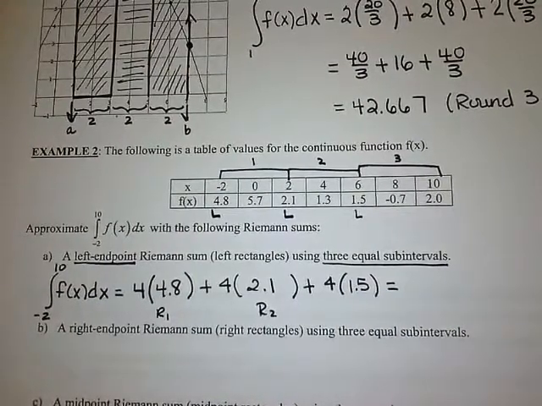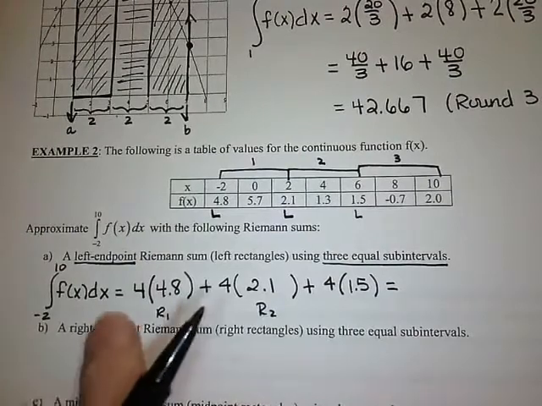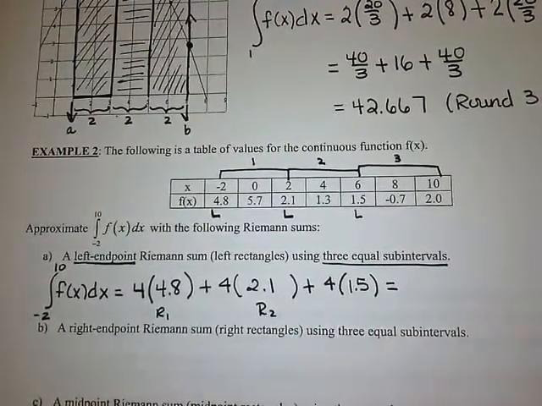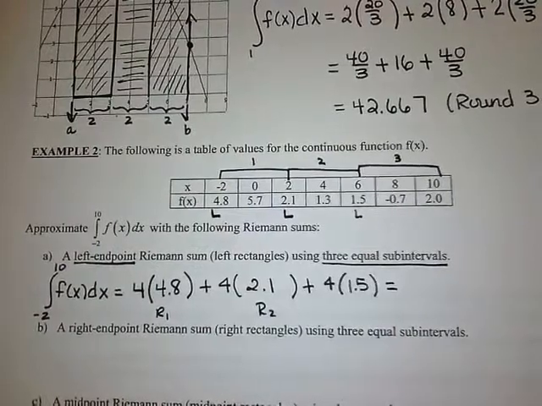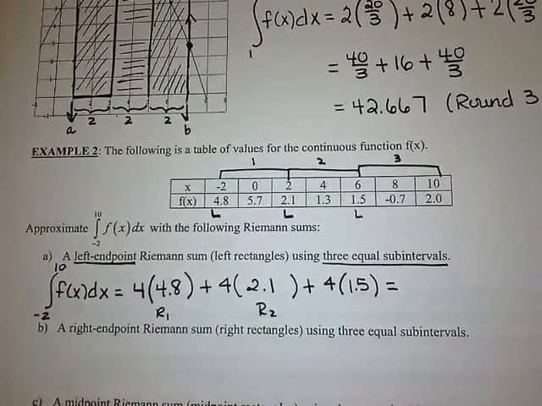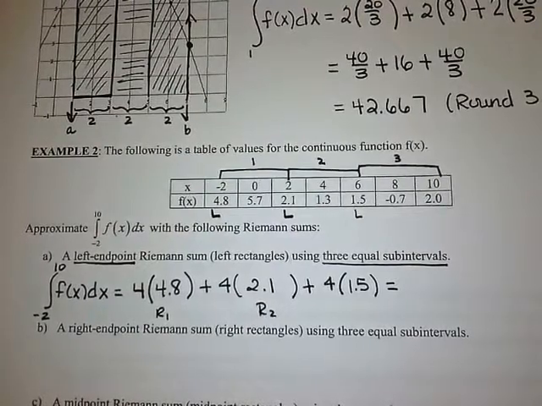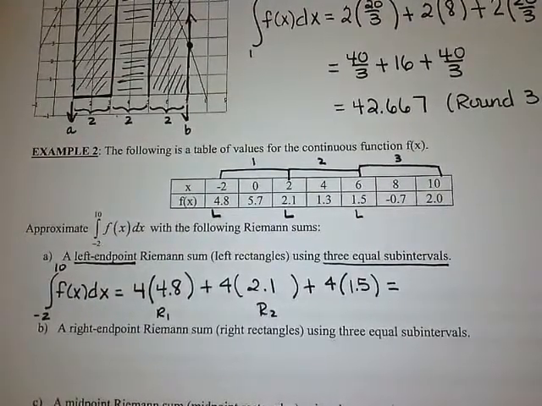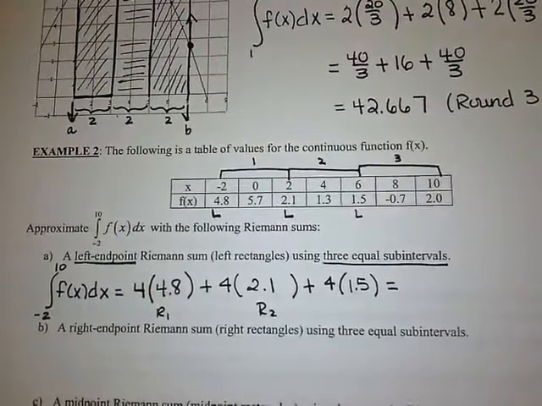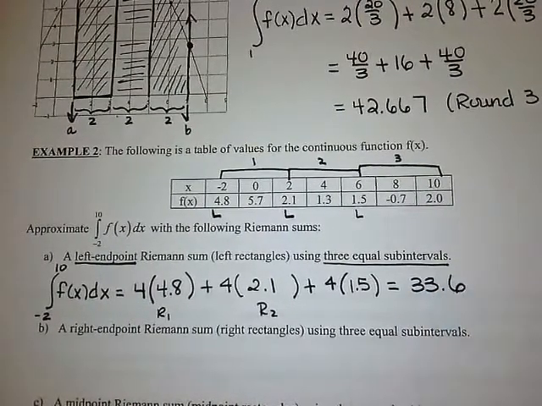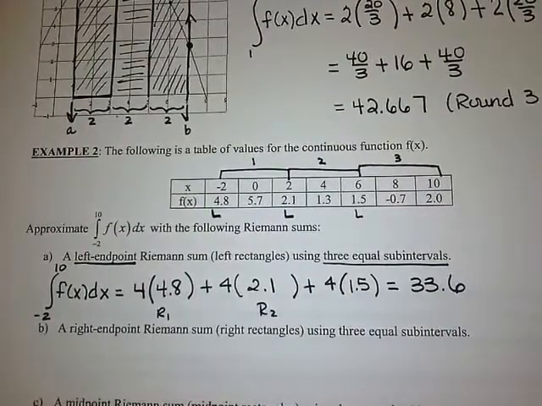So then I just use my calculator and I go ahead and multiply 4 times 4.8, 4 times 2.1, 4 times 1.5. And I'm going to do that right now. And I end up with 33.6 as my answer. Okay, so let's keep going.